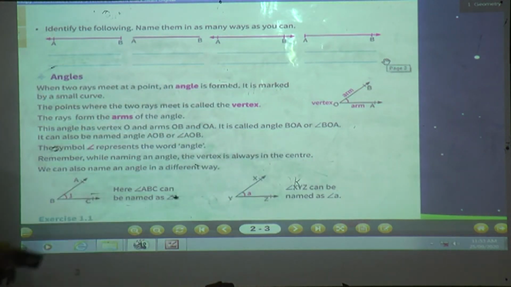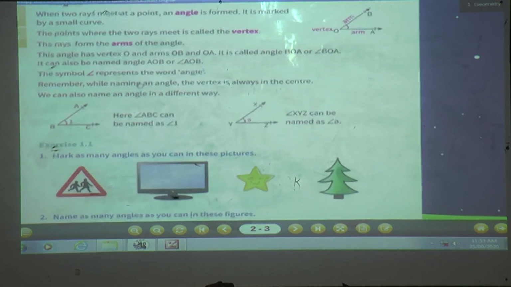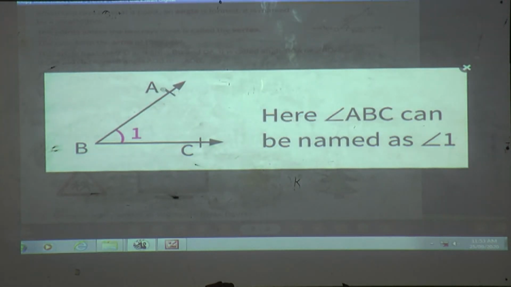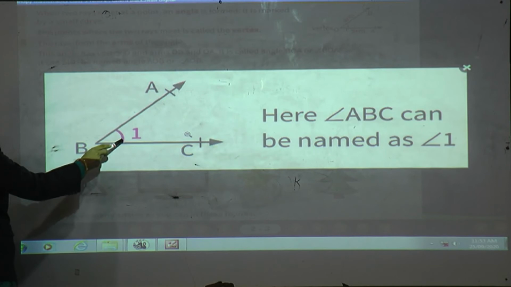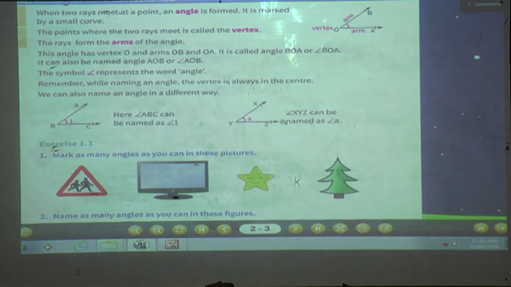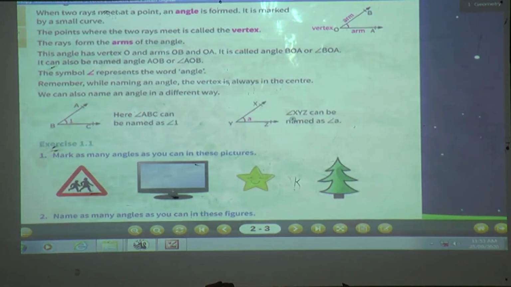See, students, we can also name an angle in a different way. Here, angle ABC can be named as angle 1. Here is a small curve, and we can name it as angle A. In the next figure, angle XYZ can be named as angle A. Small a, we can name it as this also.